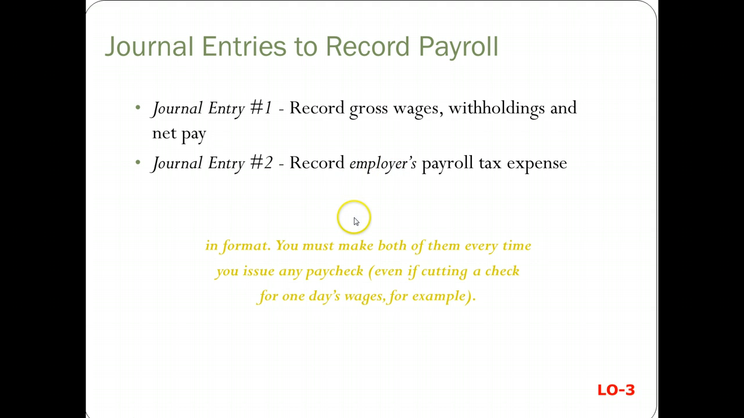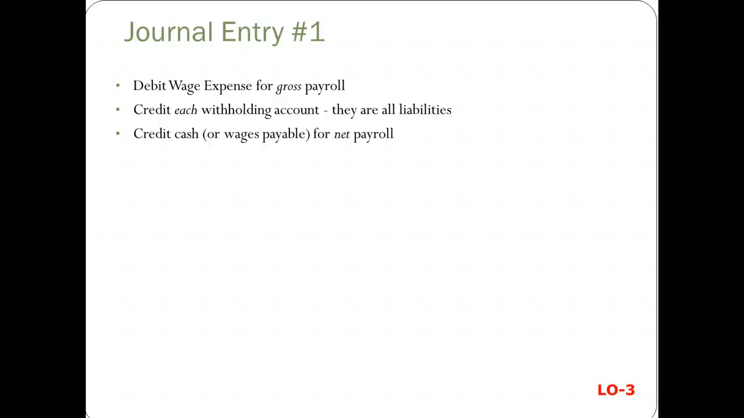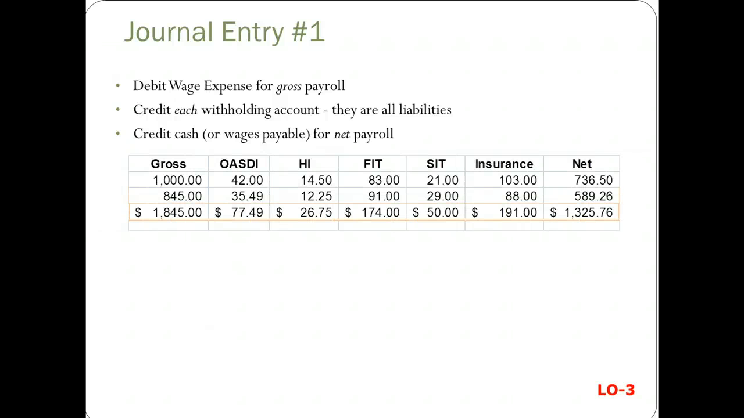And you have to make both of these journal entries every time you issue a paycheck, regardless of the amount of the paycheck. Doesn't matter if it's a big amount or a small amount. And these 2 journal entries are always in the same format. So journal entry number 1, you're going to debit wage expense for gross payroll, and then you're going to credit each withholding account. They're all liabilities. And credit cash if you're actually writing a check right then, or wages payable, and that's for the net amount.